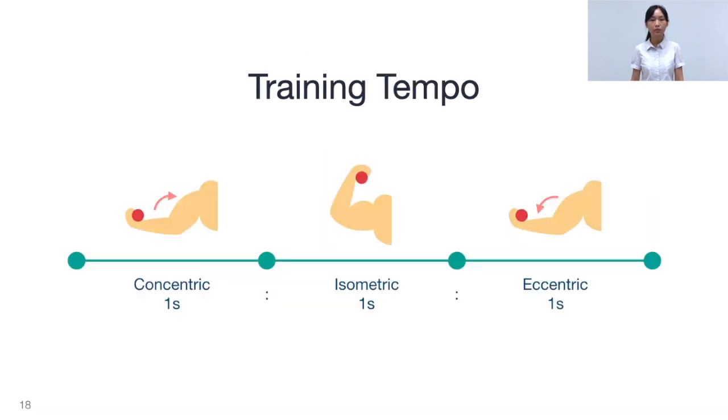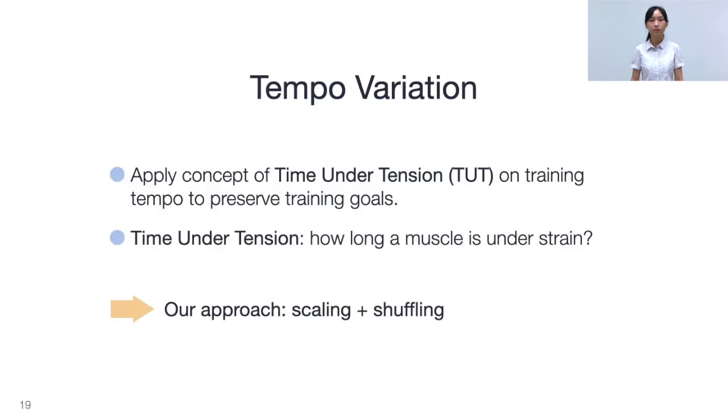Talking about tempo, what does tempo mean in strength training? It describes the timing ratio of the 3 distinct phases of an exercise repetition according to muscle activities. So we apply the concept of time under tension on each phase of training tempo to preserve training goals, and then design the scaling plus shuffling tempo variation technique.